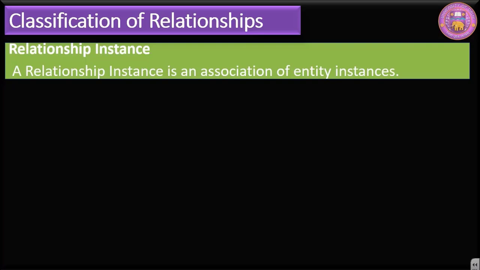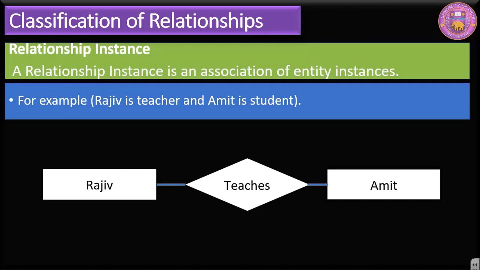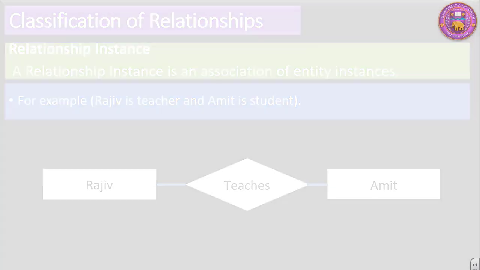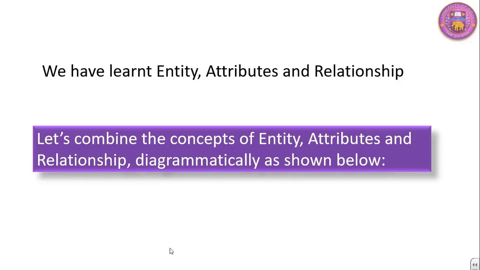Relationship instance. A relationship instance is an association of entity instances. Rajiv is teacher and Amit is student. These two, Rajiv and Amit, are entity instances, and there is a relationship between these two entity instances, and the name of the relationship is teaches. So Rajiv teaches Amit. Now we have learned entity, attributes and relationship. Let's combine the concept of entity, attributes and relationship diagrammatically as shown below.